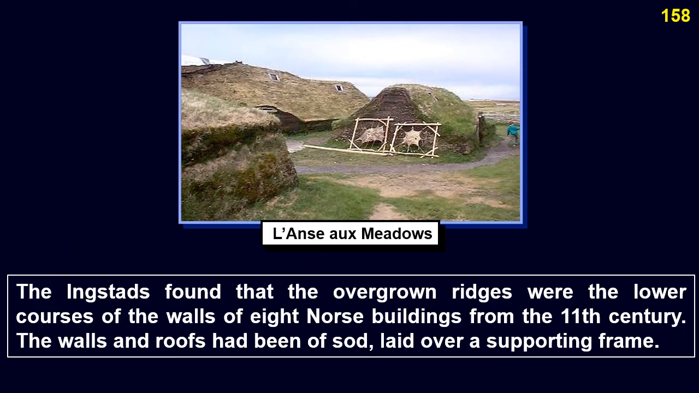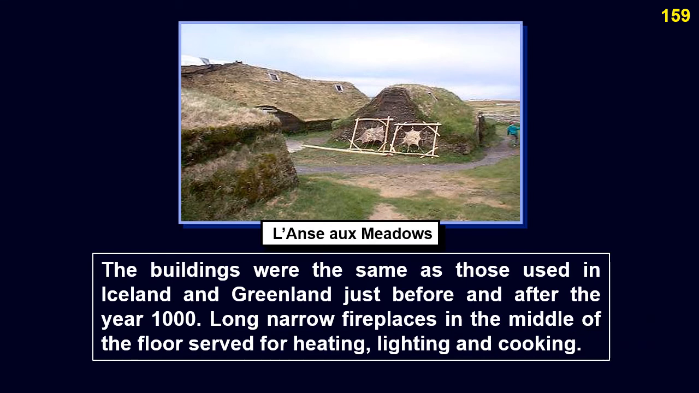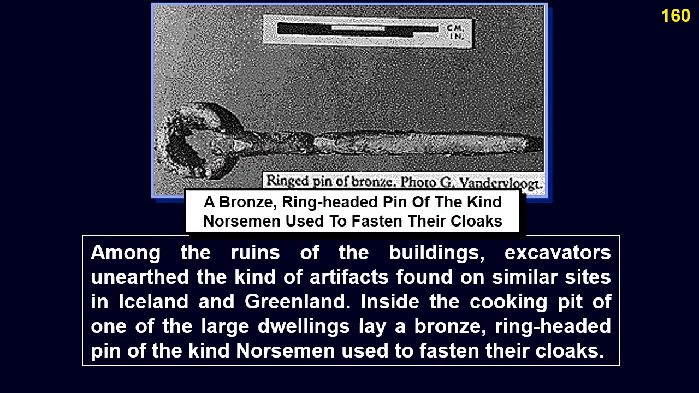The Ingstads found that the overgrown ridges were the lower courses of the walls of eight Norse buildings from the 11th century. The walls and roofs had been of sod, laid over a supporting frame. The buildings were the same as those used in Iceland and Greenland just before and after the year 1000. Long narrow fireplaces in the middle of the floor served for heating, lighting and cooking. Among the ruins of the buildings, excavators unearthed the kind of artifacts found on similar sites in Iceland and Greenland.